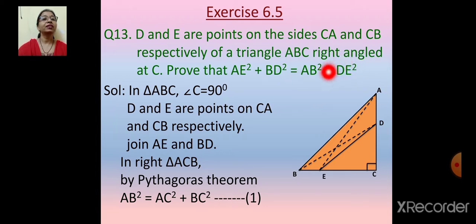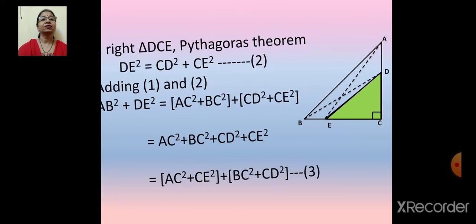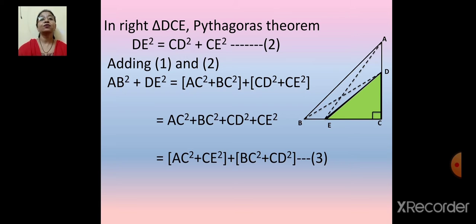Secondly, to get this DE, we will consider triangle DCE. Again a right angle triangle, Pythagoras theorem, and then we need their addition. So take that triangle DCE, green in color. So in triangle DCE, by Pythagoras theorem, DE square is equal to CD square plus CE square. This is equation number 2. Now adding equation 1 and 2.